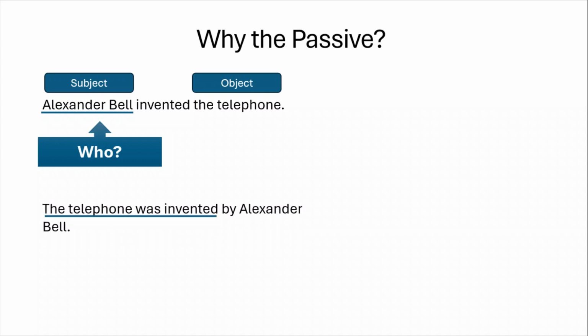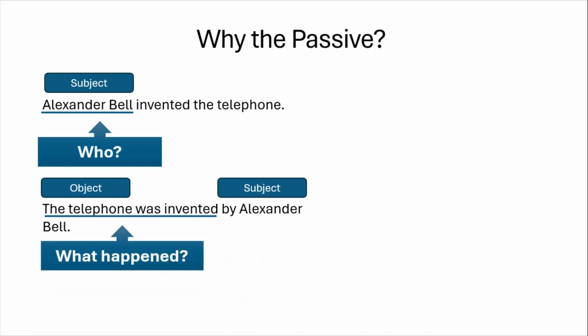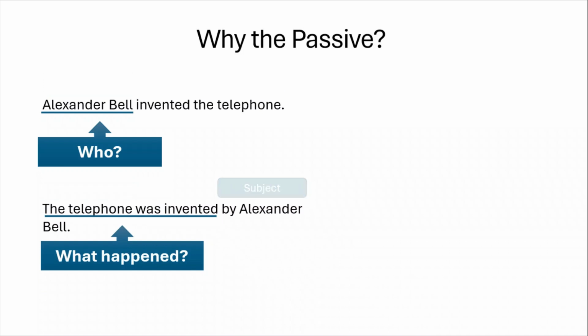We can see that the order of information has changed. Now Alexander Bell is at the end of the sentence and the object is at the beginning. And the reason we do this is because we want to talk about what happened. We're not interested in the person who did this, we're more interested in what happened. So let's take a look at some other information about the passives.